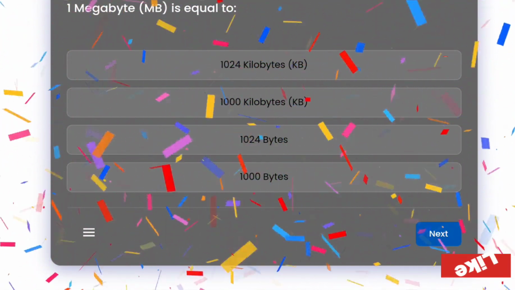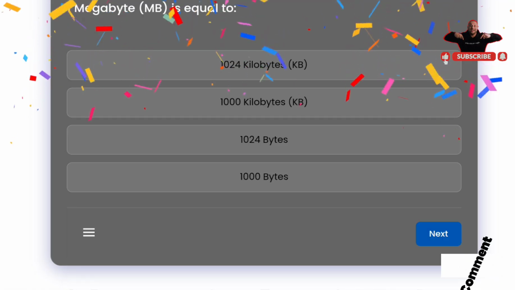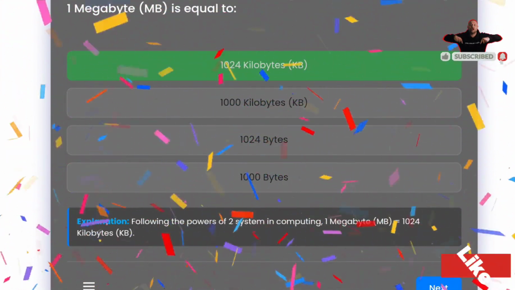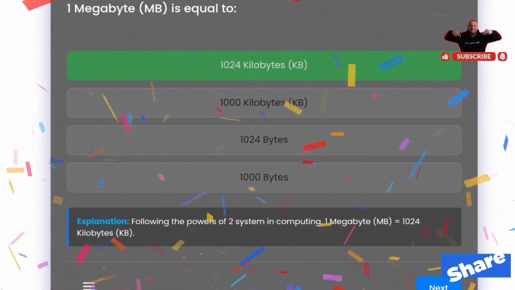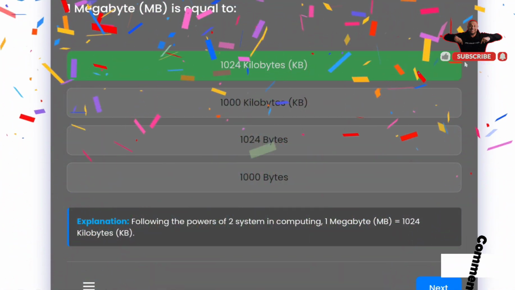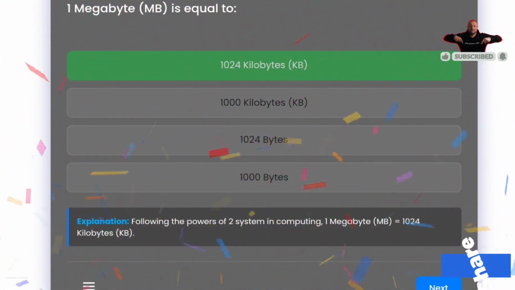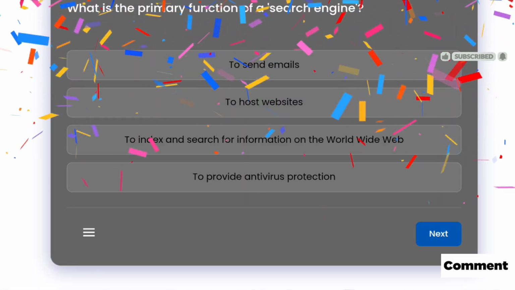1 मेगाबाइट इज इक्वल टू कितना होता है? किलोबाइट होता है 1024 किलोबाइट. Following the power of two system in computing, 1 megabyte equals 1024 kilobytes.